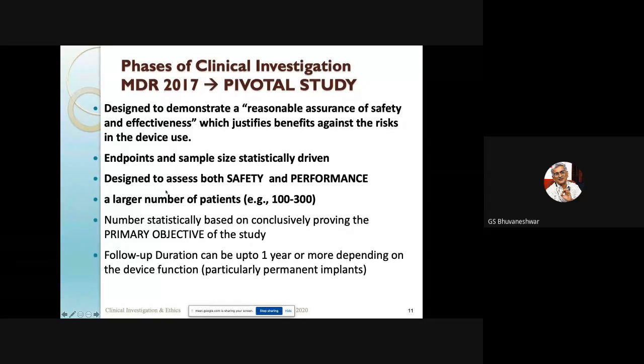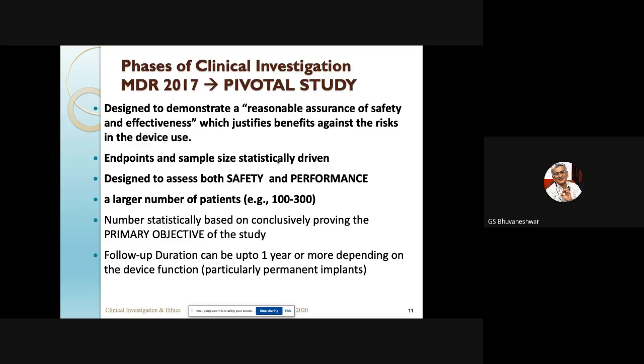So the study should be designed to assess both safety and performance. Kindly remember that. When you do a risk analysis and a statistical analysis, you need to find out how many patients are required to demonstrate safety and how many are required to demonstrate performance. Generally, the larger of the two defines the requirements of the study. Usually the numbers are much larger, as I said, maybe in the range of 100 to 300 patients.